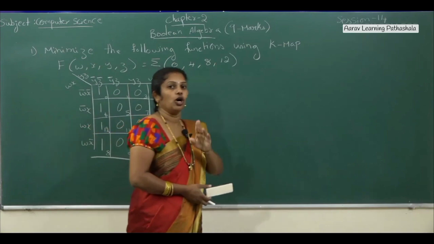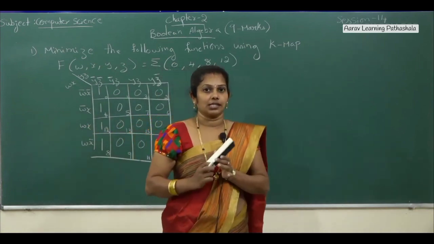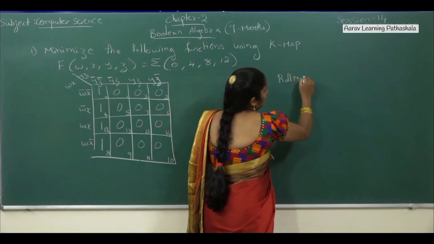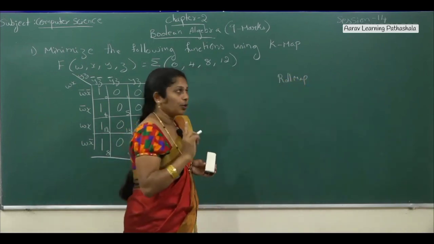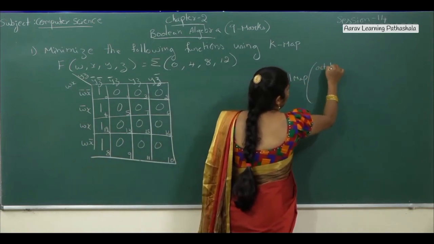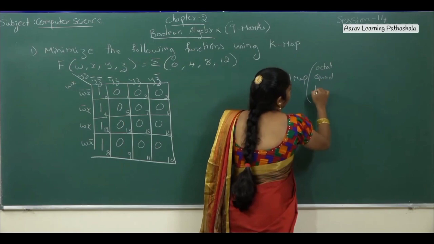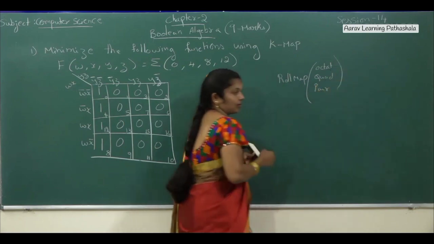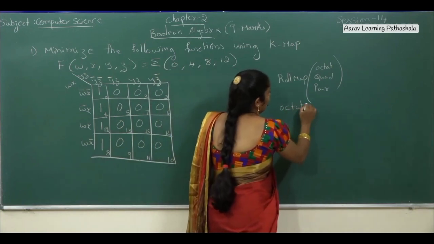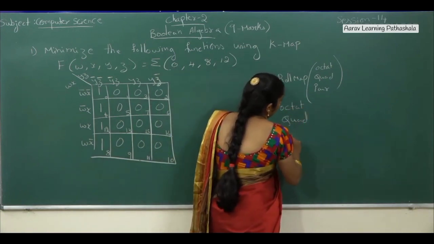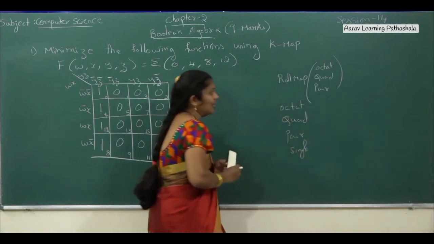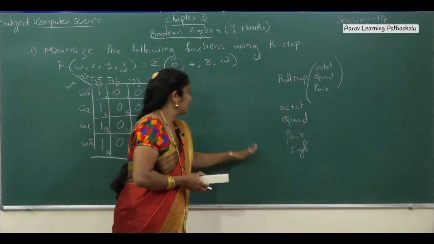If I want to solve the K-map, the first step is to check for roll map. Then you have to check for octet, quad, pair. Octet, quad, then next pair. Finally, we have to check for single. This is the procedure to solve the K-map.